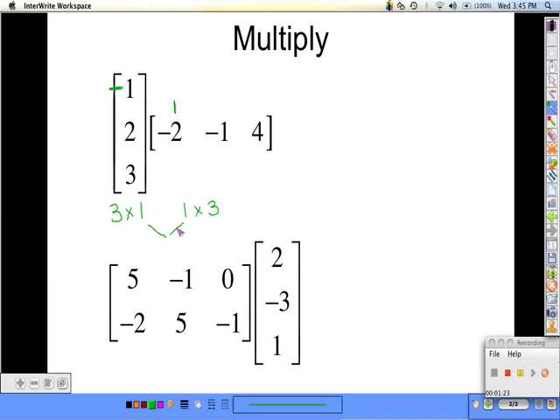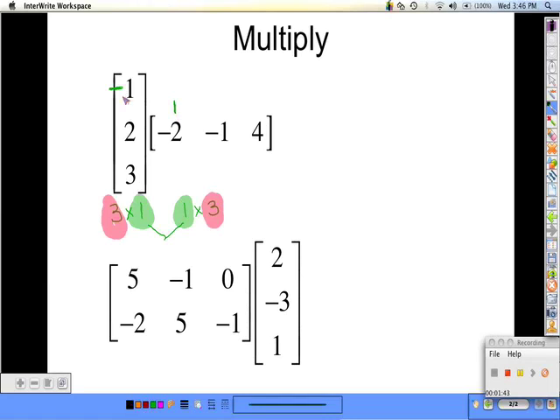When I say the inside dimensions need to be the same, I'm talking about those two numbers right here. Those ones in this case. The outer dimensions, that 3 and that 3, those will be the size of the new matrix, the size of our product.